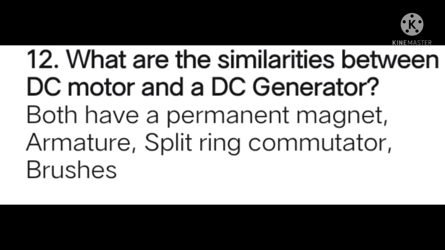Okay. Next question. What are the similarities between DC motor and DC generator? Both have a permanent magnet, armature, split ring commutator and brushes. DC motor and DC generator have a permanent magnet, armature, split ring commutator and brushes.